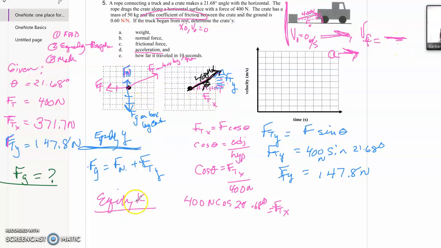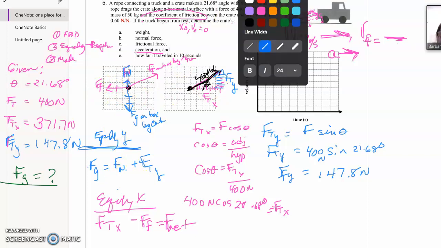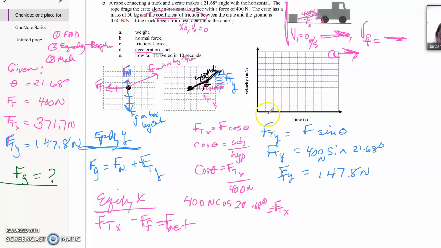So that means the unbalanced force, F tension x minus F friction, must equal the F net in the x direction, right? So whatever this is minus whatever this is must equal the F net. Okay? Great. So now that we've done equality statements, we haven't looked at the graph.